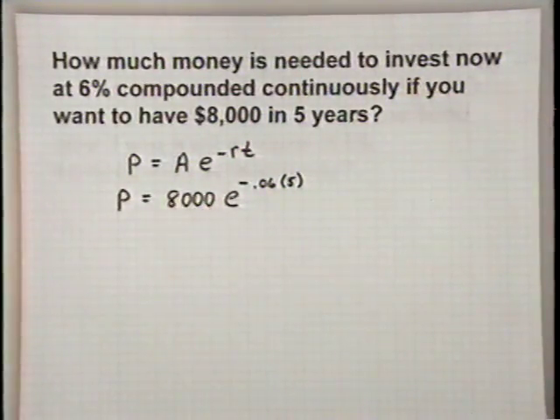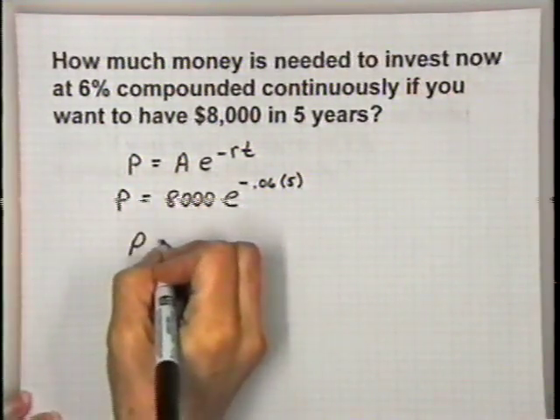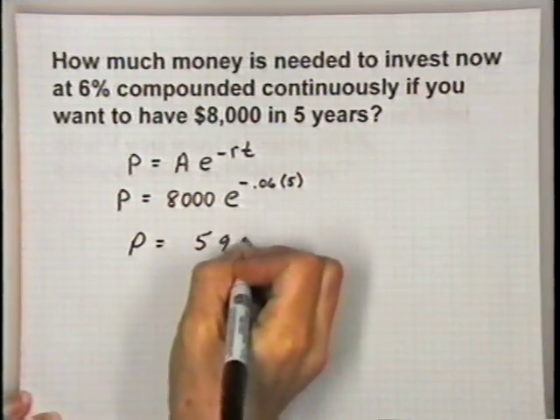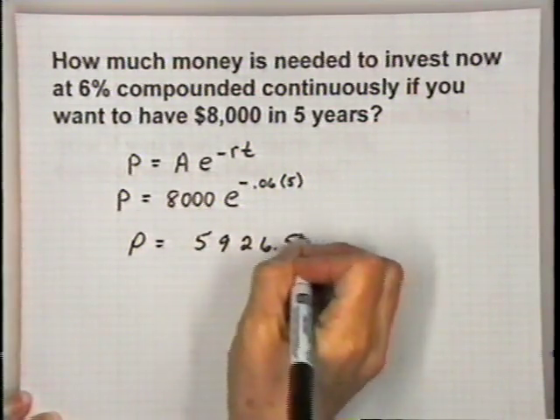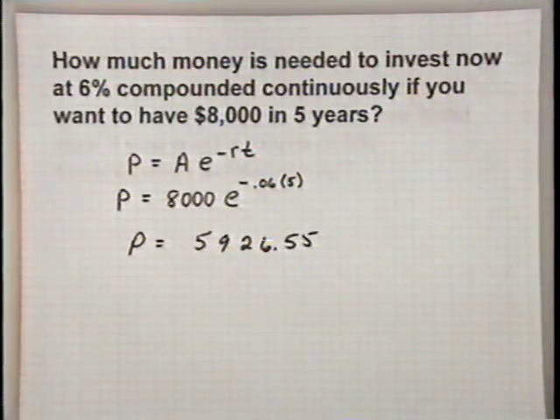Again, let's go to the calculator. I encourage you to really practice with that calculator on these problems. 8,000 times e to the, and I'm going to use a parenthesis again, 0.06 times 5, and I need that negative. I have $5,926.55 here.